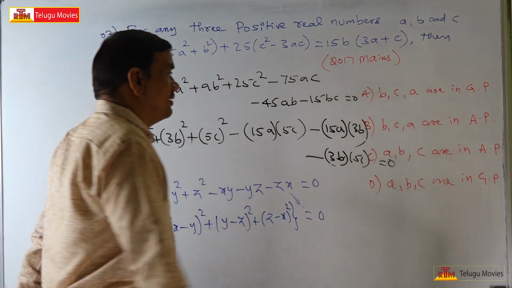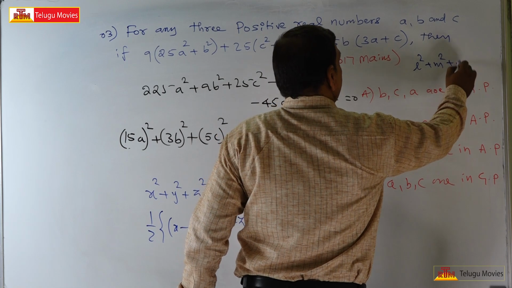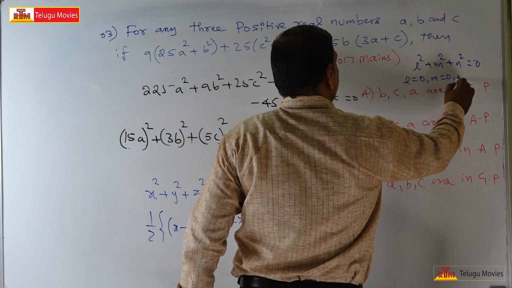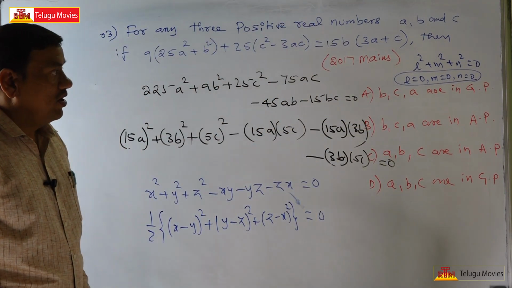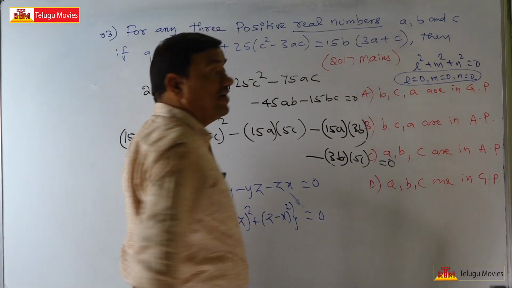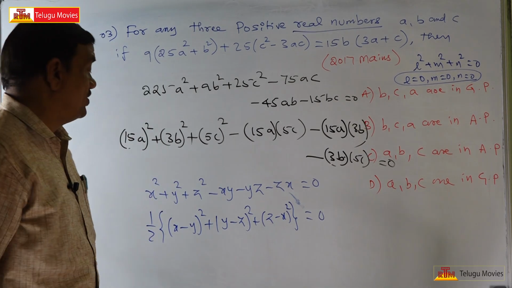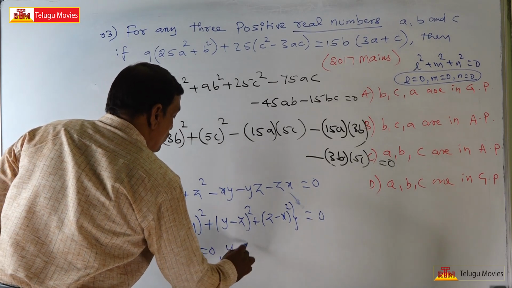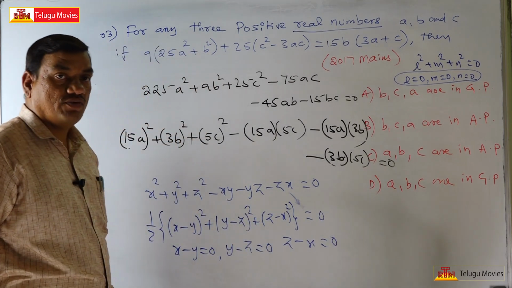Again, it is in the form of (x minus y) whole square plus (y minus z) whole square plus (z minus x) whole square. That means wherever you get L square plus M square plus N square is equal to 0, then L is equal to M is equal to N is equal to 0, only then it is possible. Since it's given real numbers, the L value, M value, N value must all be equal to 0. That means x minus y should be equal to 0, y minus z should be equal to 0, z minus x should also be equal to 0.